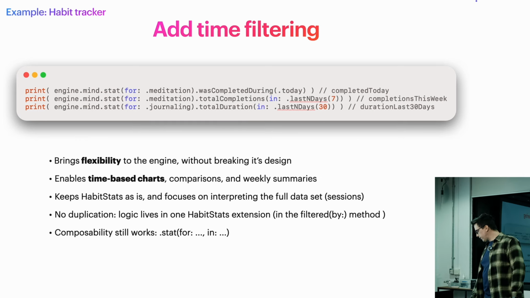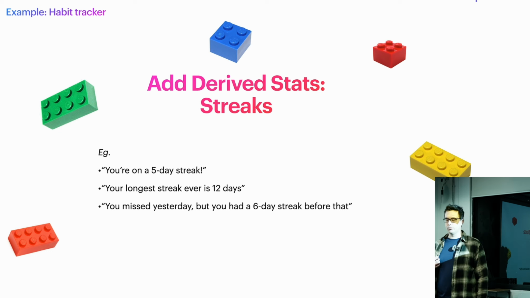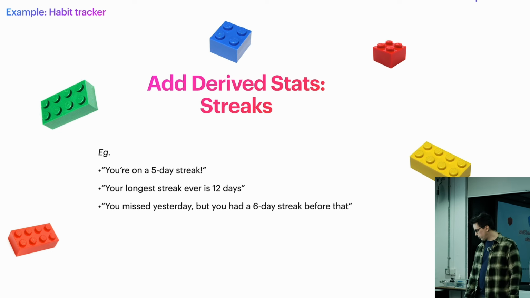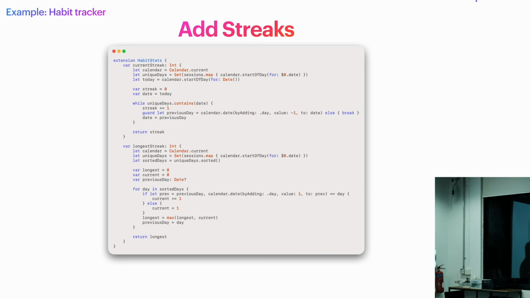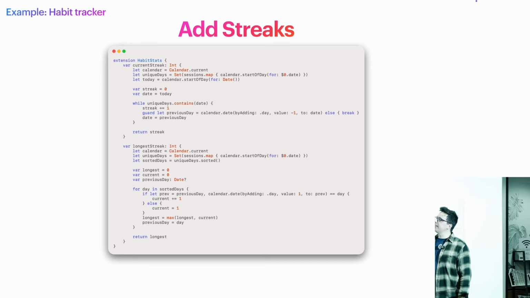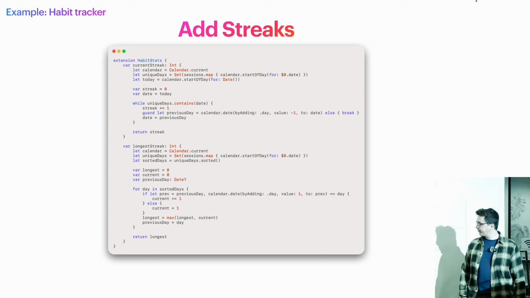Our last piece of Lego, I promise, no more after that. We're going to add streaks. By the way, streaks are a great way to improve user retention. Duolingo, for example, I've tried it out and they made a blog post about it. It's pretty powerful. So we want to do things like: you're on a 5-day streak, or your longest streak ever is 12 days, etc. I'm not going to go through all the code, but the idea is the same as before. We extend our HabitStats again with a current streak variable and a longest streak variable.